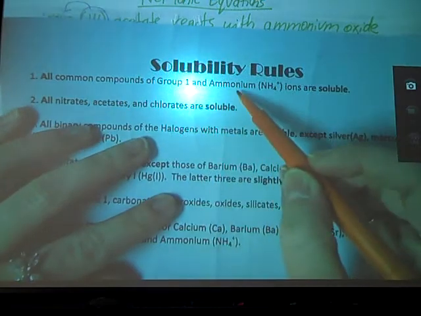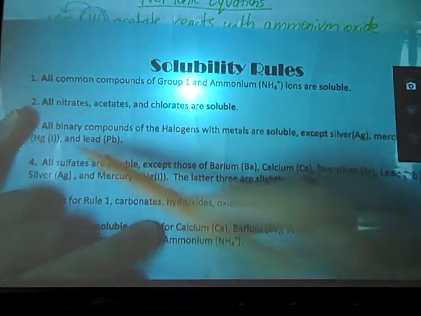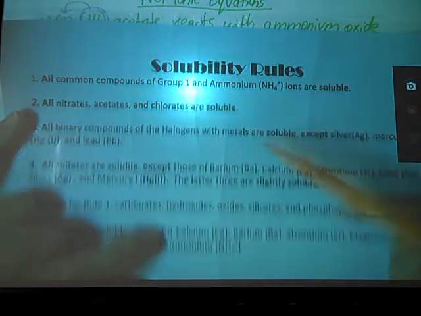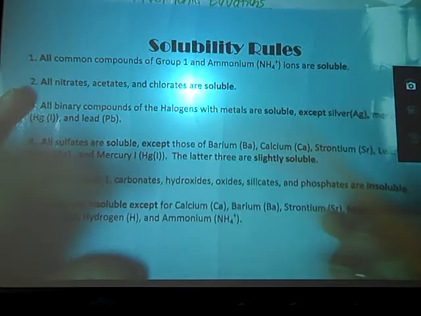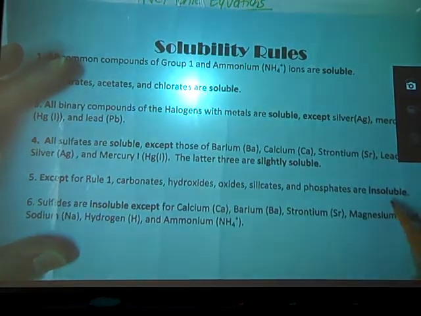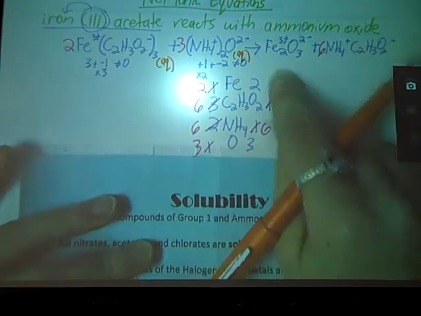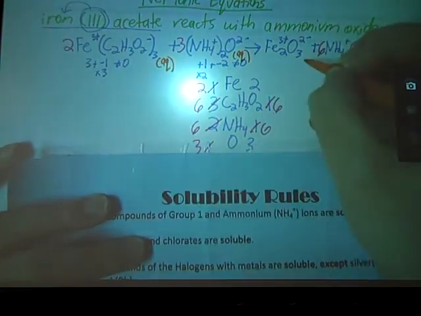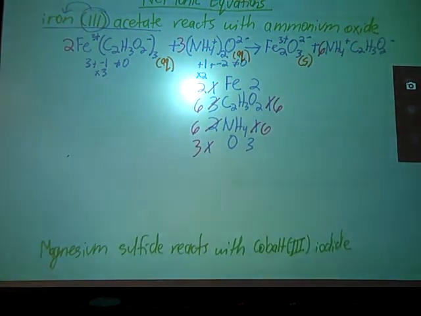Next is iron oxide. Let's see, nothing out of group 1, no ammoniums, nitrates, acetates, and chlorates. Nope. Binary of a halogen with a metal. Well, I have a metal, but no halogens. This one involves sulfate. Still doesn't help. Here we go. Oxides are insoluble unless it's attached to a group 1 ion. Iron, totally not a group 1 ion. So this guy is my solid. He's the one that will not dissolve in water.